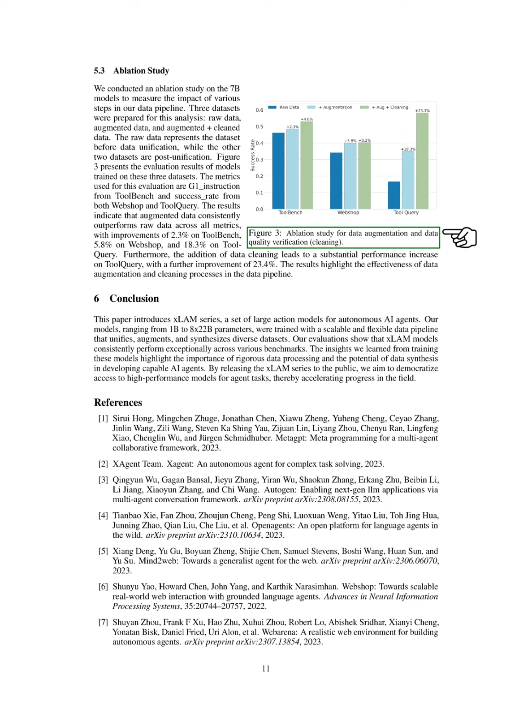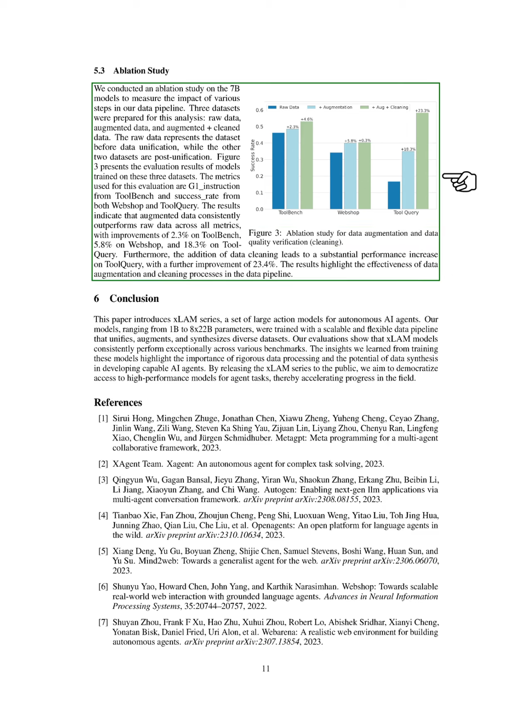We also conducted an ablation study on the 7B models to assess the effects of different steps in our data pipeline. For this analysis, we prepared 3 datasets: raw data, augmented data, and augmented plus clean data. The raw data is the dataset before we unified the data, while the other 2 are after unification.